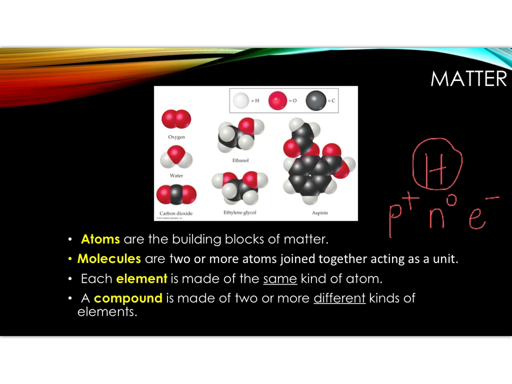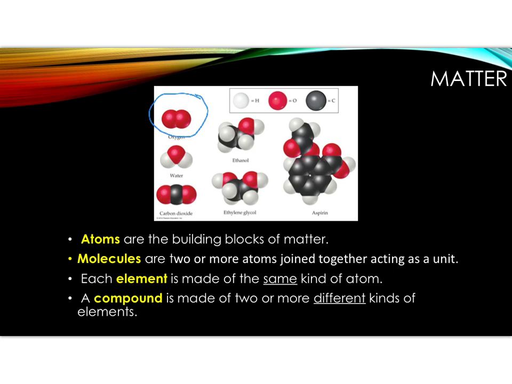Next, we have molecules. Molecules are two or more atoms joined together, acting as a unit. Let's take a look at some of the molecules in the picture above. Notice that a white circle represents hydrogen, a red circle is oxygen, and a black circle is carbon. All of these pictures are examples of molecules, two or more atoms joined together acting as a unit. Even this one here, where we have two oxygen atoms together, it's still two or more chemically combined acting as one unit. All of these are examples of molecules.